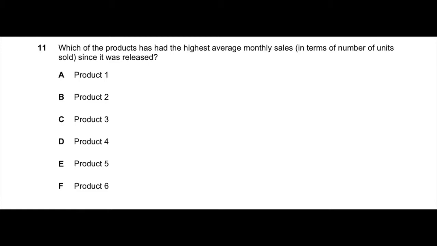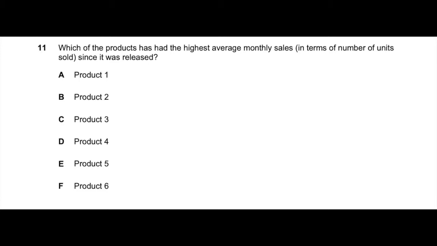Product 3: 800 units over 2 months, May to June, 1,100 units over 3 months, July to September, 700 units over 3 months, October to December. Therefore, the average monthly unit sales were 800 plus 1,100 plus 700, divided by 8 equals 325 units per month. Product 4: 700 units over 3 months, July to September, 500 units over 3 months, October to December. Therefore, the average monthly unit sales were 700 plus 500, divided by 6 equals 200 units per month.